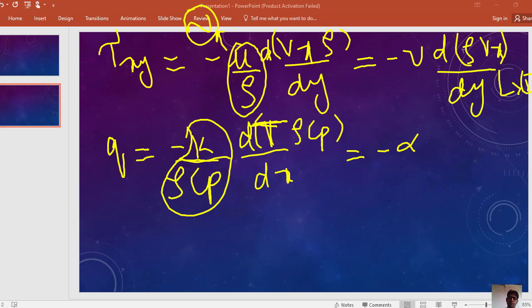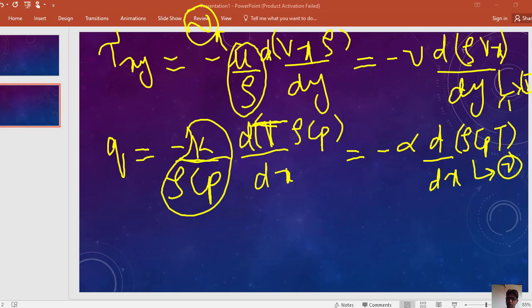Now we can further write d by dx of rho Cp into T. Suppose this is equation number 2. This is equation number 1. This is equation number 2.